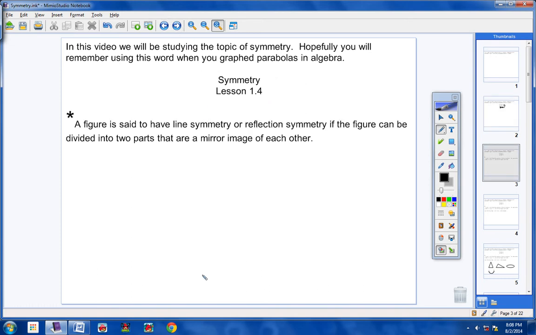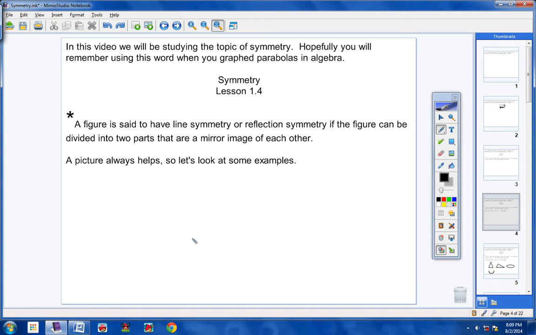A figure, please write this down. Whenever you see an asterisk in these videos, that means the following phrase is test-worthy or quiz-worthy, or both. So please write this down. A figure is said to have line symmetry or reflection symmetry if the figure can be divided into two parts that are a mirror image of each other. Please copy that down. I'm going to continue on, but you can still copy this down.